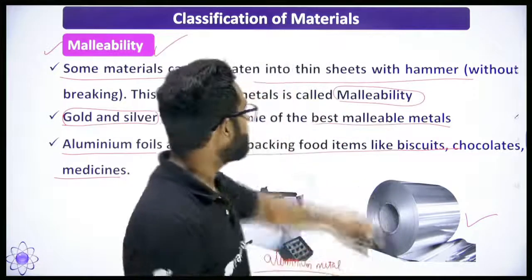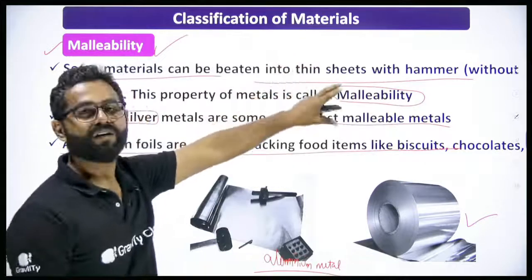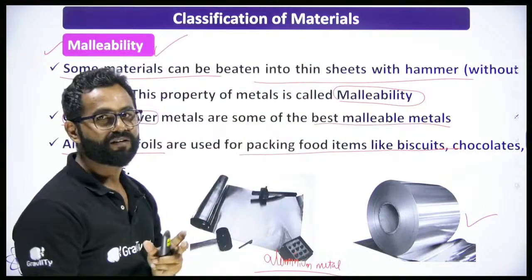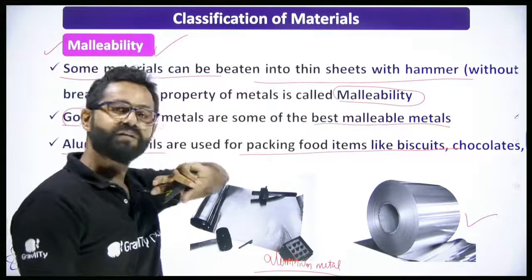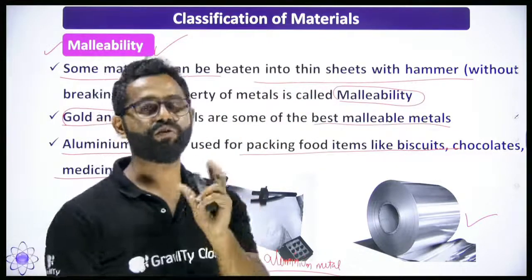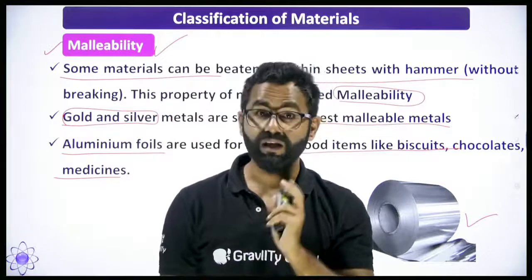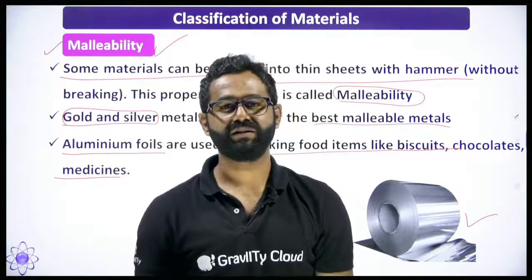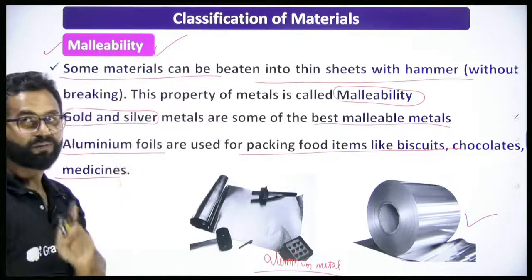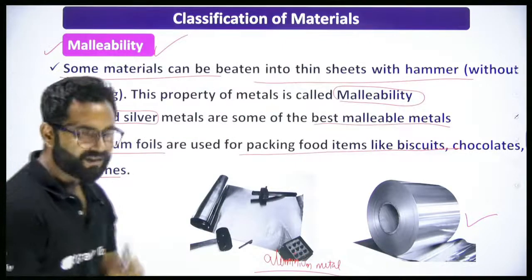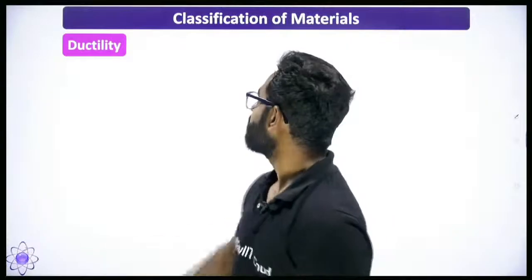So this is the property of materials to be converted into sheets. That is malleability. Malleability means conversion of materials into thin sheets by hammering. Simple. And gold and silver are the most malleable metals available to us. Next property is ductility.